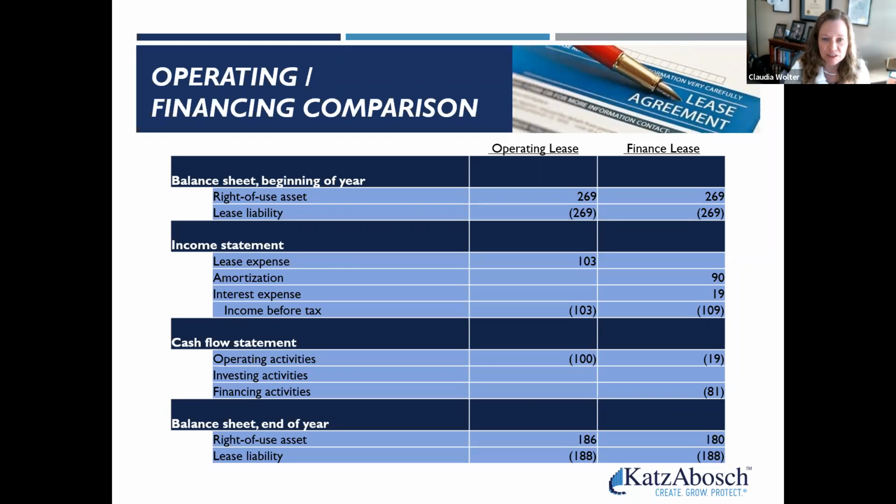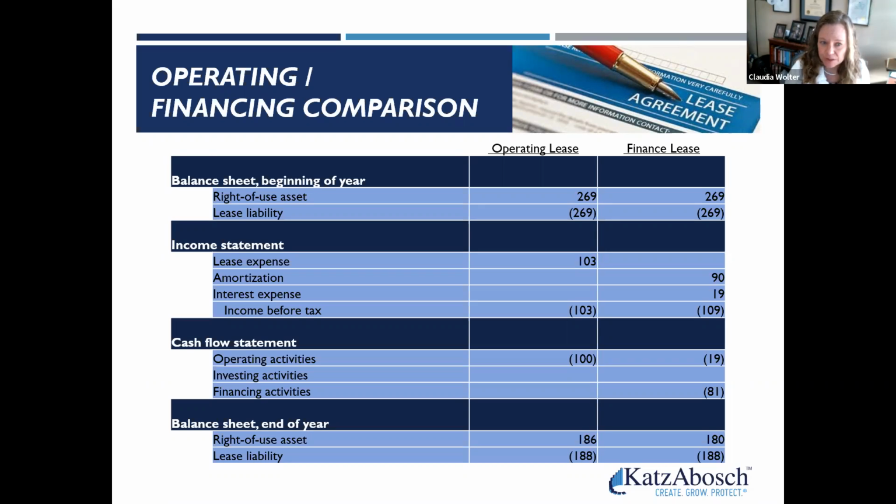So on our balance sheet, when we first record it, it's identical, $269 of assets and liabilities. On the income statement, now this is just for year one, we have lease expense of $103 under the operating lease scenario. Under financing lease, we have $90 of amortization and $19 of interest expense. So our income before tax is more impacted by the financing lease early in the lease. It's straight lined basically for an operating lease, the same every year. Financing lease, we're going to be more impacted in the beginning and less impacted toward the end of the lease.